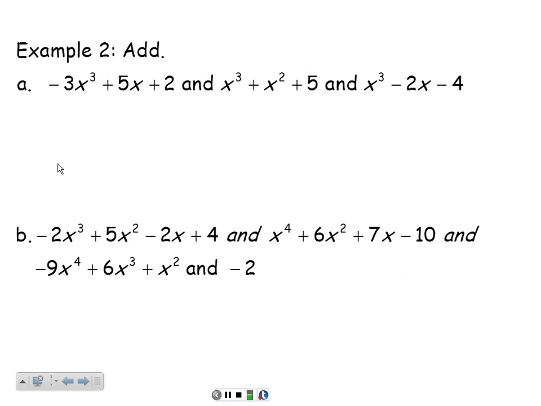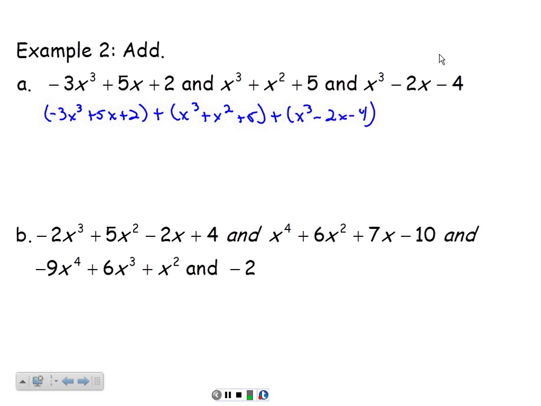Alright, so what if I just tell you to add and I give you a word problem kind of like this? You have to understand what you're doing is you have a trinomial, you're adding a trinomial plus a trinomial plus another trinomial. So basically what you have is negative 3x to the third plus 5x plus 2, plus the other trinomial, x to the third plus x squared plus 5, plus the last trinomial, x to the third minus 2x minus 4. And so that's what you're doing.